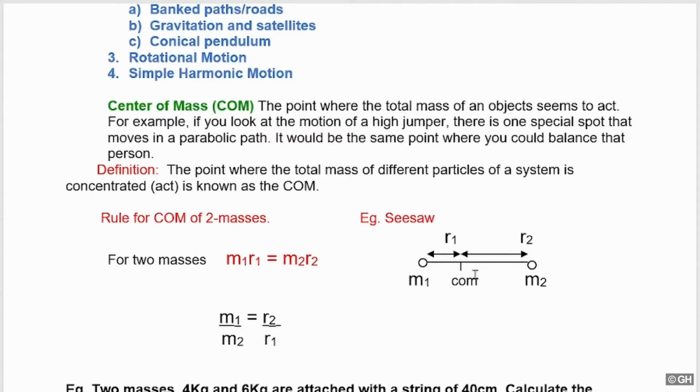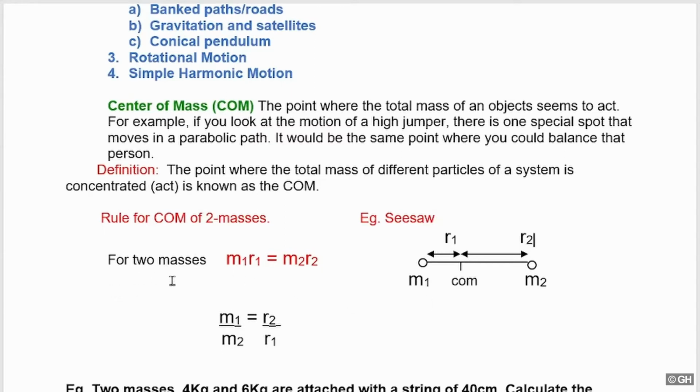Now 2 masses at the ends of the seesaw, and we have the distances. R1 from M1 to the center of mass, that is the COM. So this distance is R1, and from the other mass M2, that distance is R2. So you have M1 and M2 masses, and you have R1 and R2, the distances from the 2 masses to the center of mass.